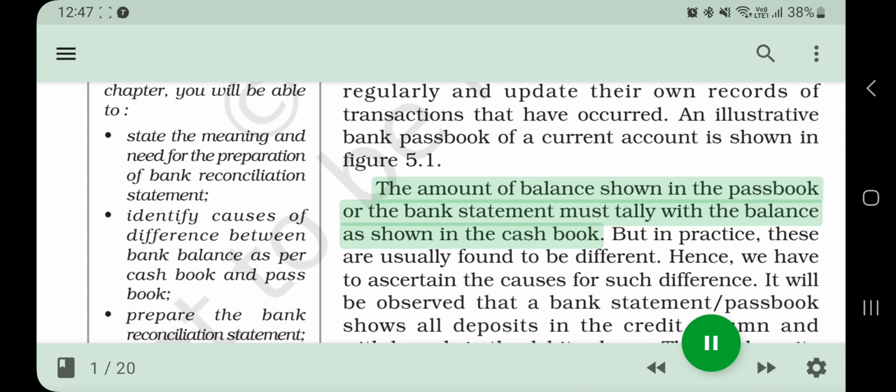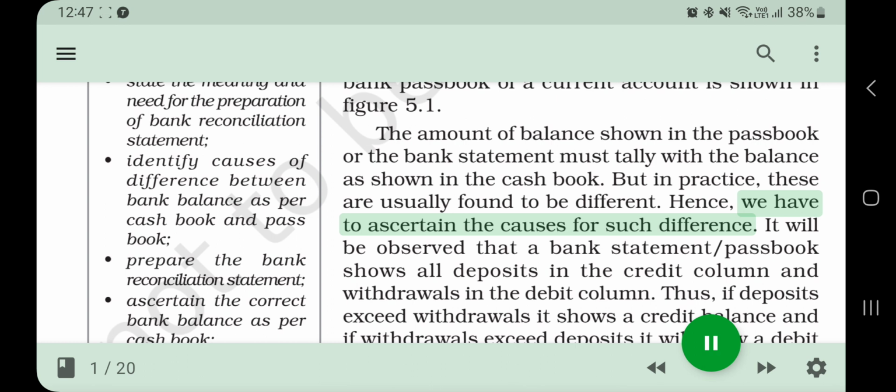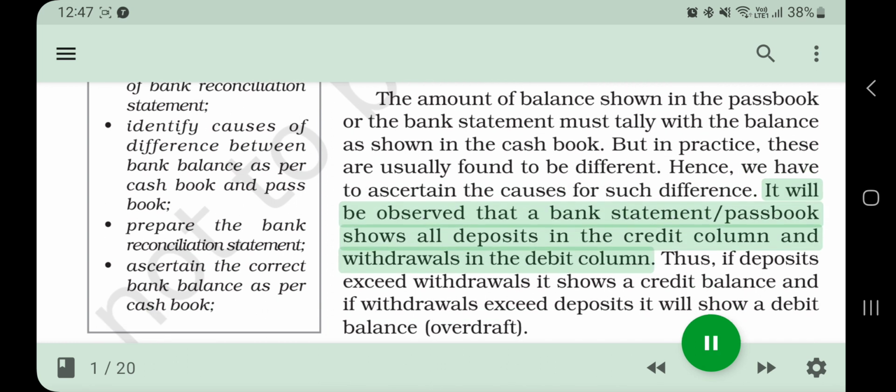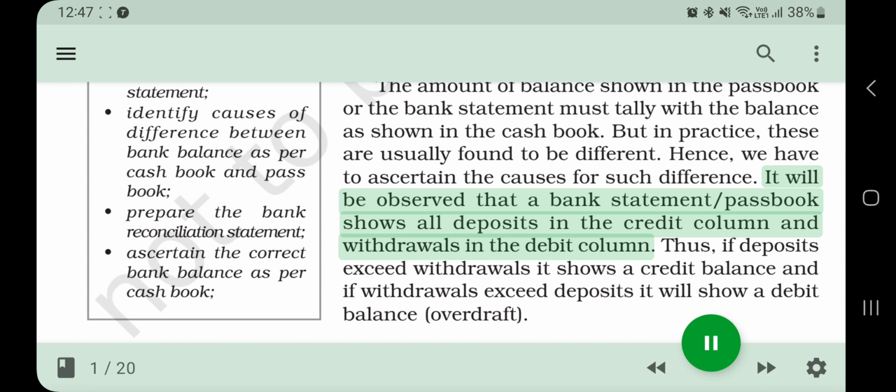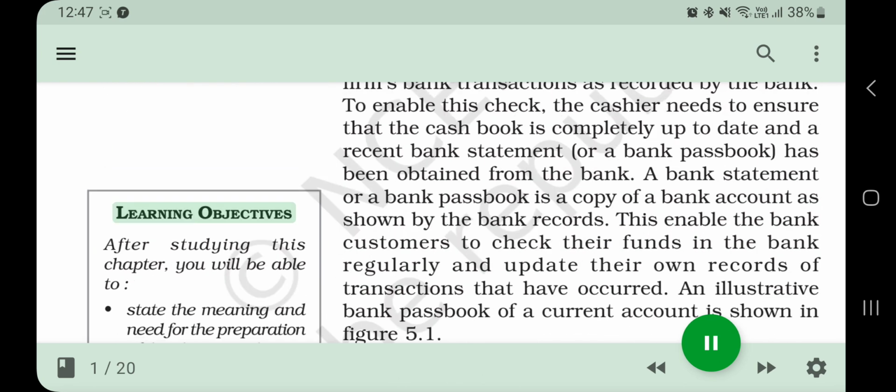The amount of balance shown in the passbook or the bank statement must tally with the balance as shown in the cash book. But in practice, these are usually found to be different. Hence, we have to ascertain the causes for such difference. It will be observed that a bank statement or passbook shows all deposits in the credit column and withdrawals in the debit column. Thus, if deposits exceed withdrawals, it shows a credit balance, and if withdrawals exceed deposits, it will show a debit balance, overdraft.